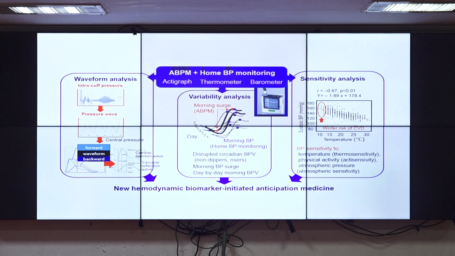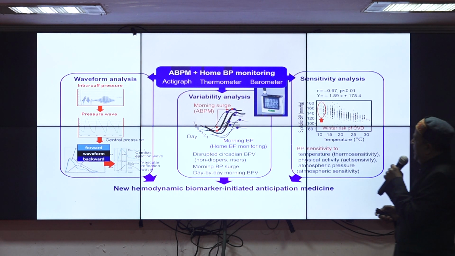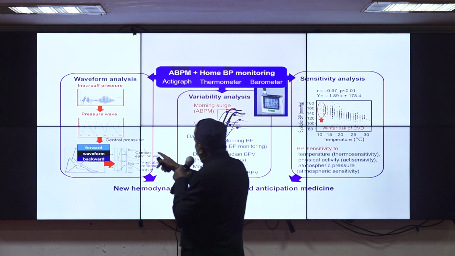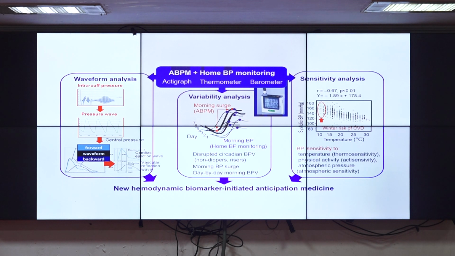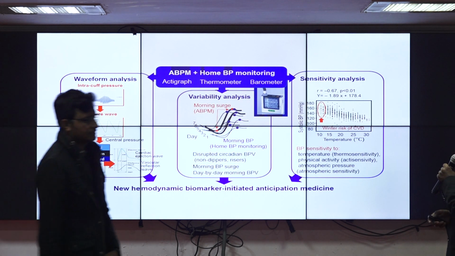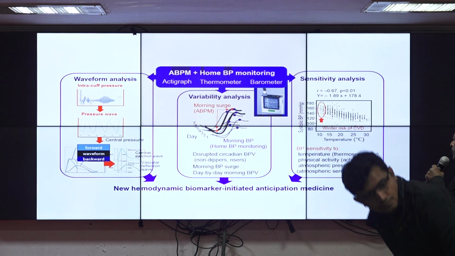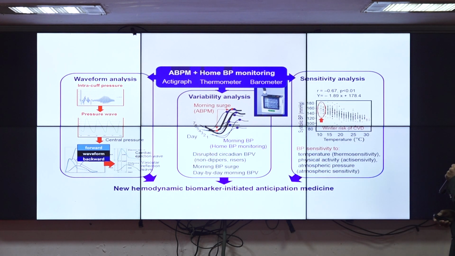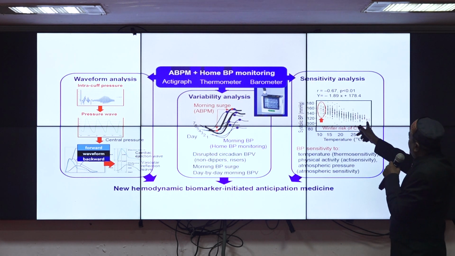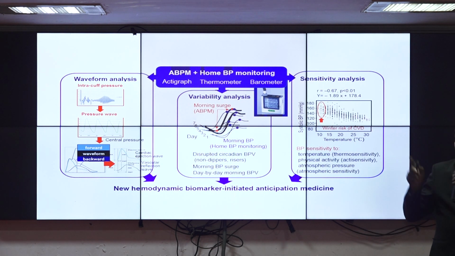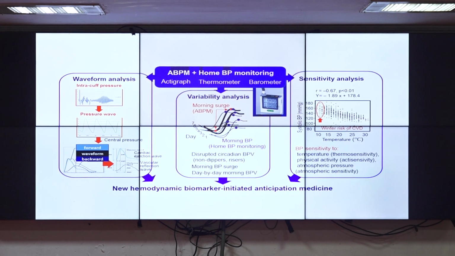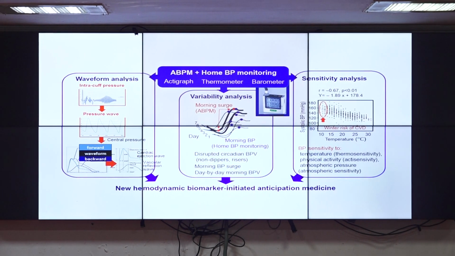ABPM homework. On the basis of that, including all these, he was able to do the variability analysis, including the morning surge and the disrupted circadian blood pressure variability, and morning BP surge, day by day morning BP variability. So on the basis of that, winter risk, you can see here, and all these things taken into account, new hemodynamic biomarker initiated anticipation medicine. On the basis of that, one can predict, and this is very important nowadays.